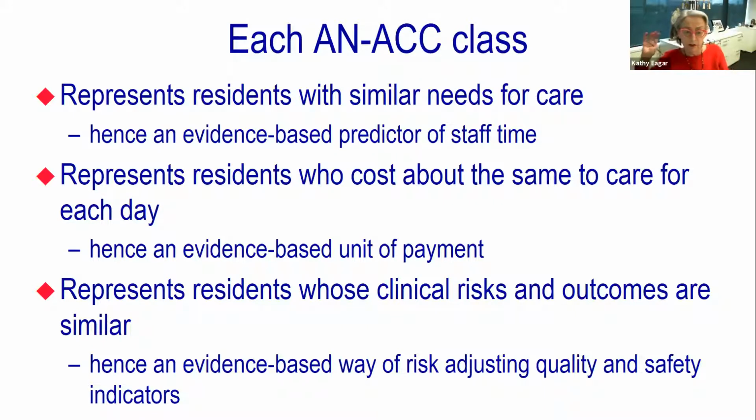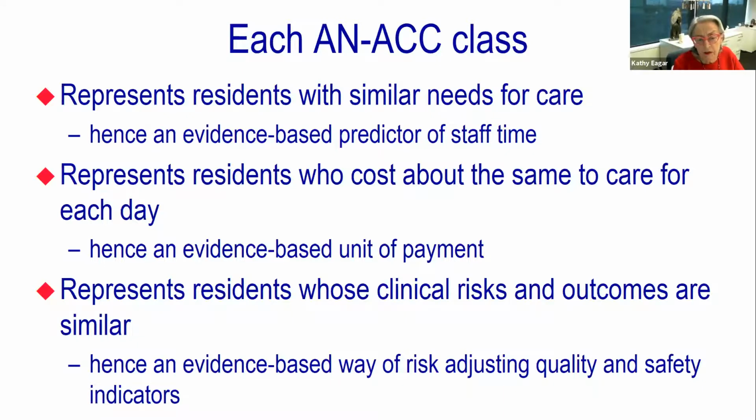Each of the classes contains residents who cost about the same to treat, and therefore you can use it as a unit of payment in the new funding model. And the third is that each of the classes represents residents whose clinical risks and outcomes are very similar, and therefore you can use these classes to risk adjust for quality and safety, using the same sorts of approaches you would use to standardise mortality, where you'd adjust for age and sex.